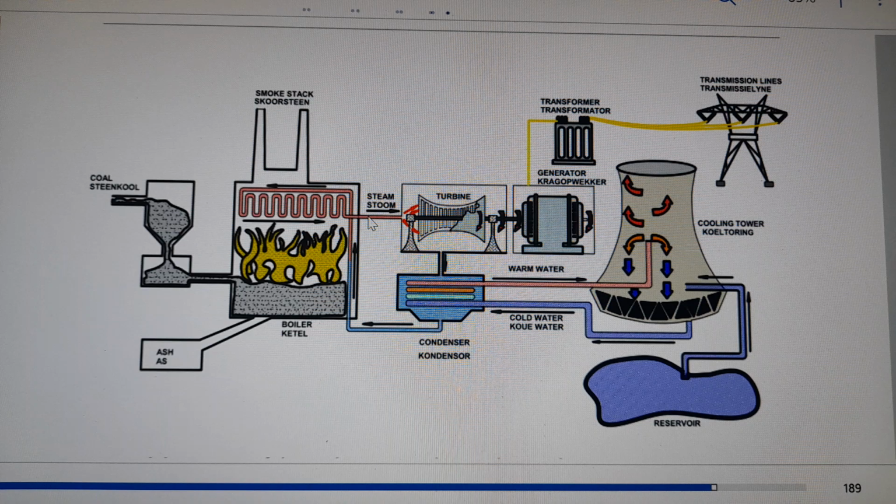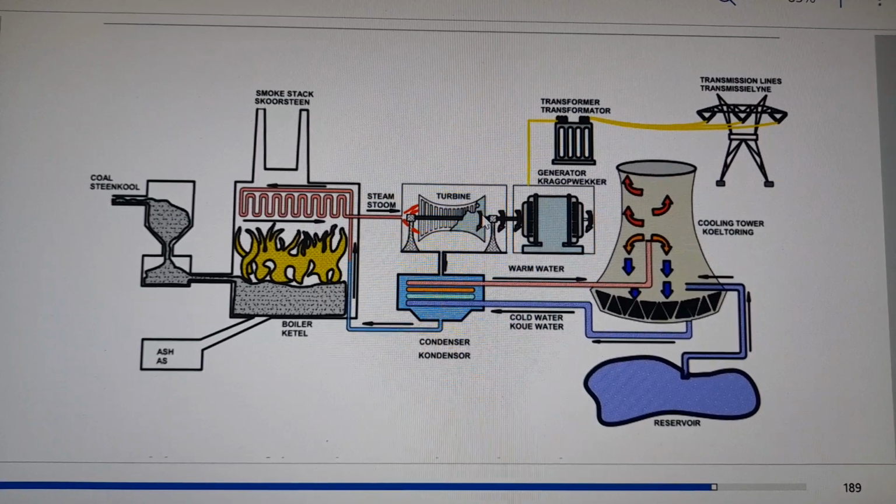It will be under pressure, and it will be released here when it gets to the turbine, and it will turn the turbine. The turbine is connected to the generator, and the generator will turn as well, and on the side will generate electricity. Then the electricity will go to the transformers and transmission lines. Then it can go wherever.